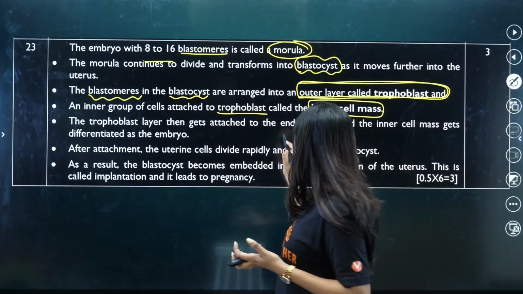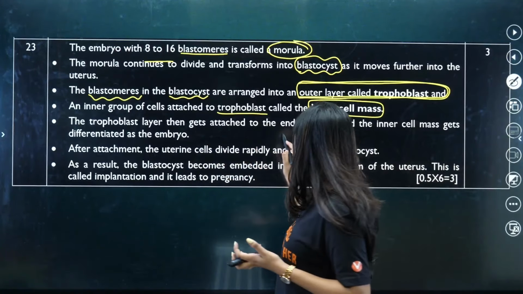So, make sure you are including the keywords, not writing random things, okay? Write only the keywords. Here you can see the keywords I have underlined. Morula, blastocyst, blastomere, trophoblast, inner cell mass. Then, again, you have differentiation to form the embryo, embedded in the endometrium, uterus, and then leads to implantation and pregnancy. These are the keywords. That's all, okay?